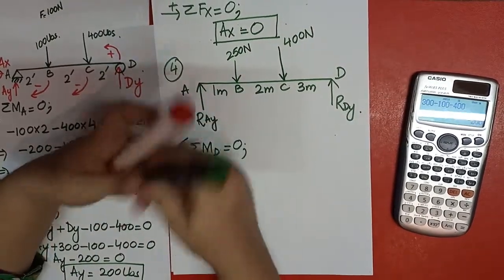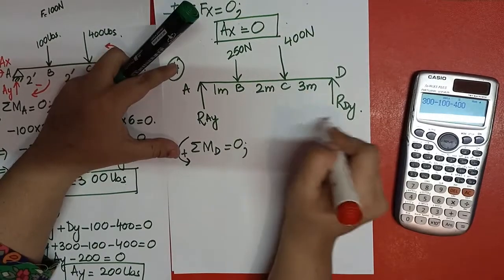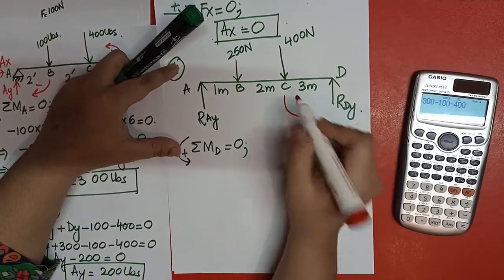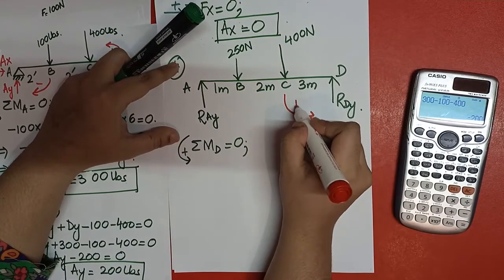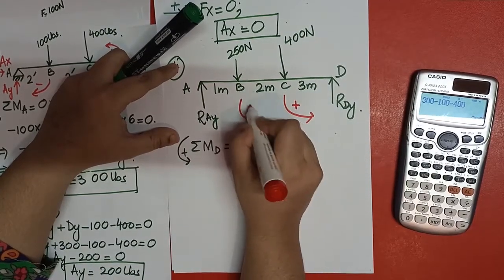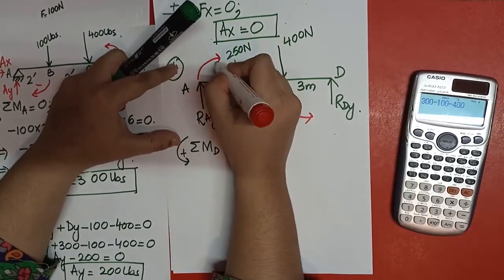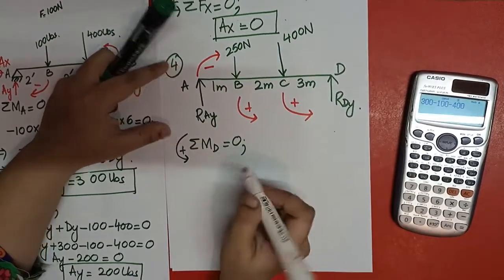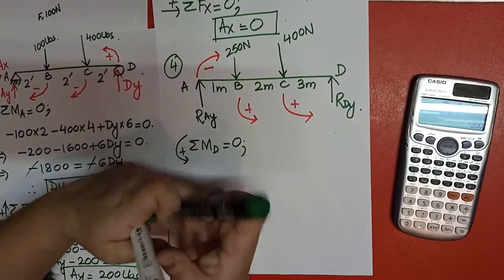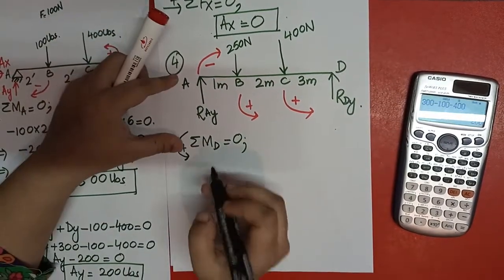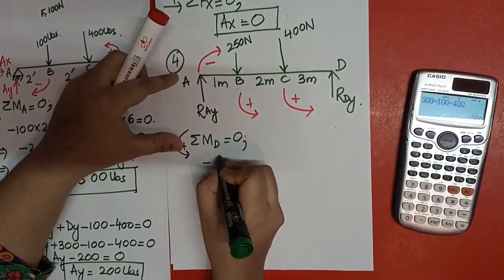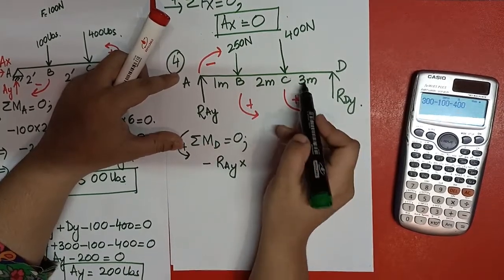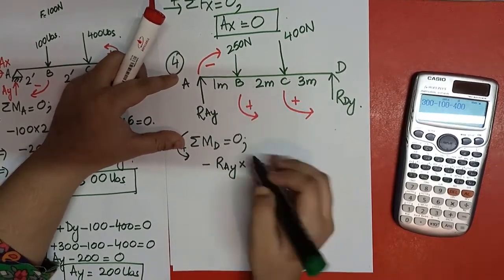So what I have to do, I have to rotate these forces towards point D. For example, I am rotating towards here, so it is positive. This should also be positive, and this is directing towards the negative one. So what I have to do next, I have to write down the forces here. For example, I am writing minus RAY multiplied by 1 plus 2 plus 3, 5 and 6 meters.